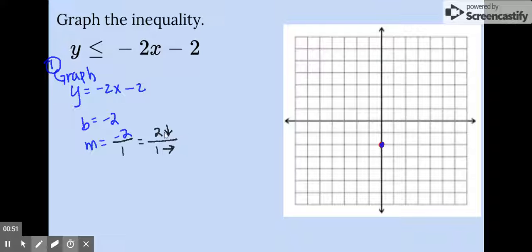And now we're going down by 2. We're going down by 2 and going to the right by 1. So the next point is going to be this, down by 2. And that way, the other way, it's going to be the same.